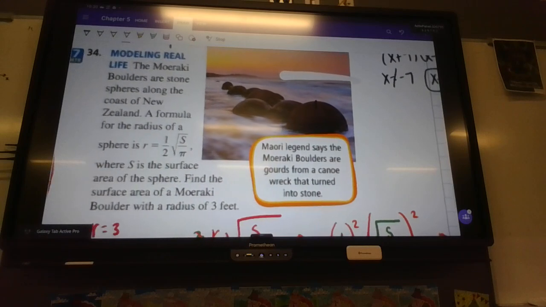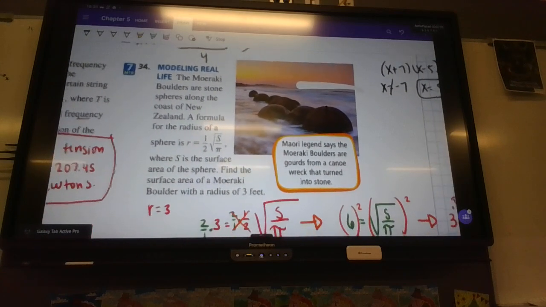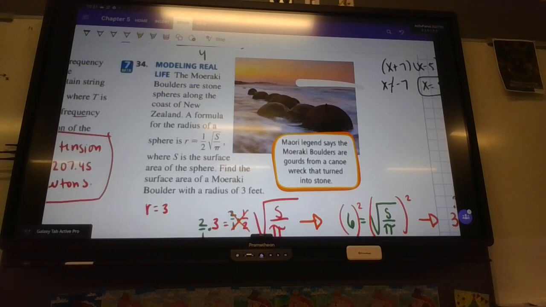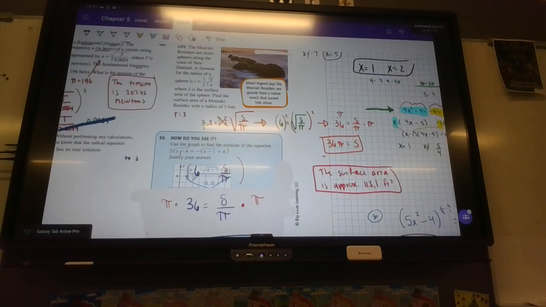Maori legend says the boulders are gourds from a canoe wreck that turned into stone. Have you guys ever seen petrified wood? Looks like stone. It's weird. Oh, you have? Minecraft is so educational. If you go out to, I think it's Nevada, there's the petrified desert. Anybody heard of that? Near the Grand Canyon? Yep. And it's wood. I don't know. I shouldn't talk if I don't know for sure.